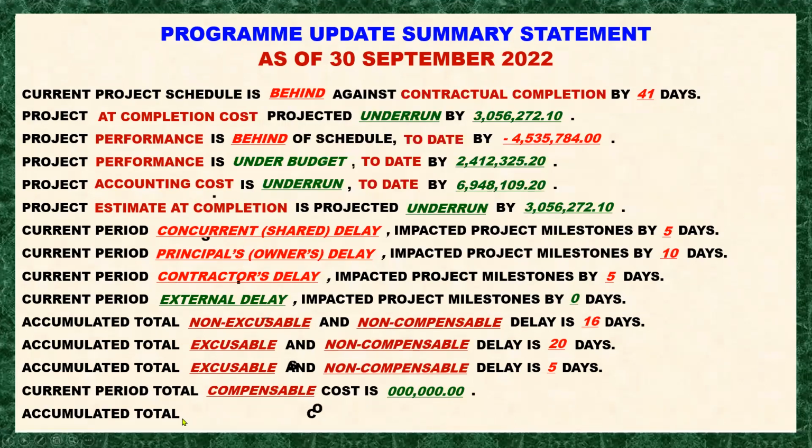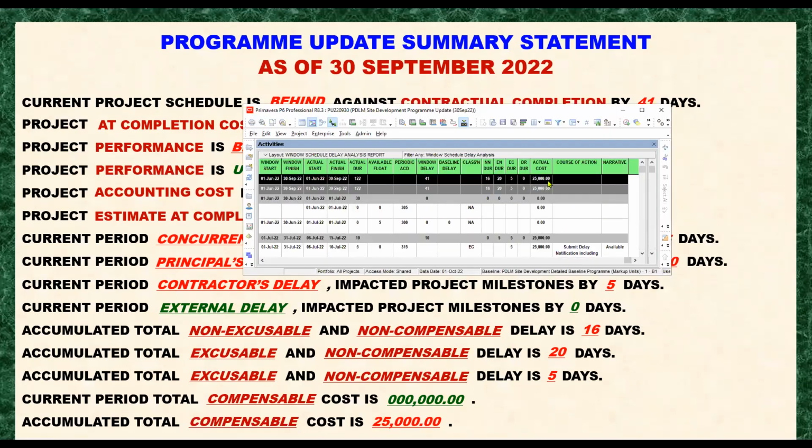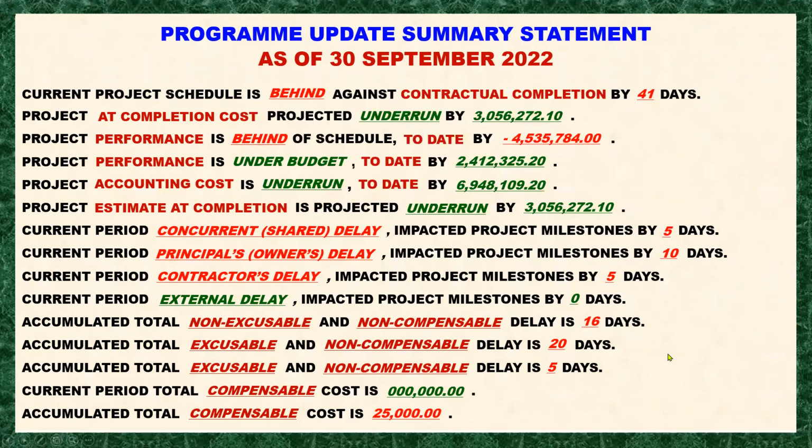And the accumulated total compensable cost is 25. So if you look at this total, this is it, 25,000 pesos. Okay, next. I think we're done.